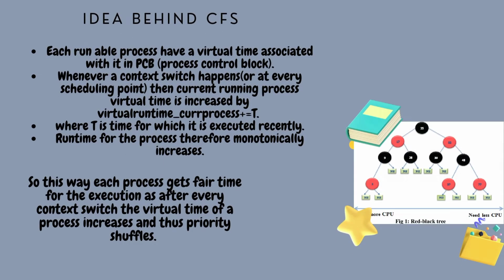Idea behind CFS: each runnable process has a virtual time associated with it in the PCB, process control block. Whenever a context switch happens, or at every scheduling point, the current running process's virtual time is increased by virtual runtime per process plus equals t, where t is the time for which it executed recently. Runtime for the process therefore monotonically increases. This way each process gets fair time for execution, as after every context switch the virtual time of a process increases and thus priority shuffles.